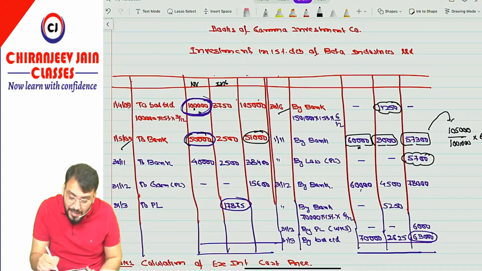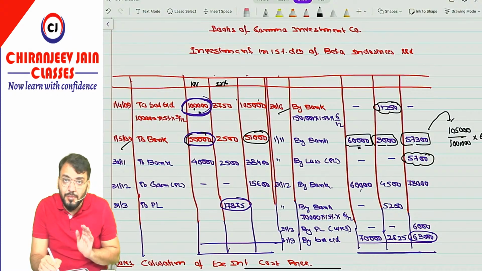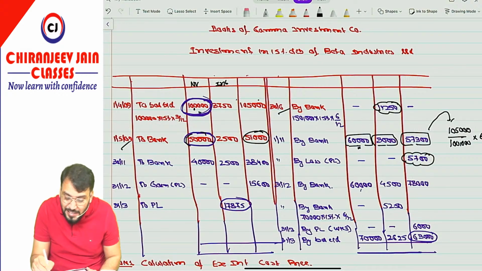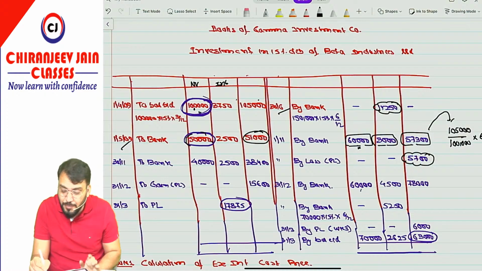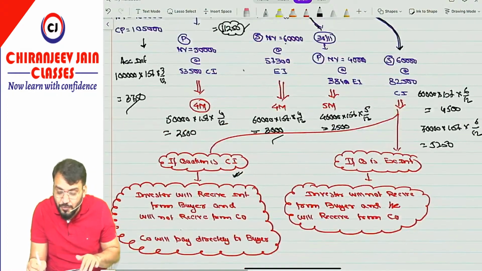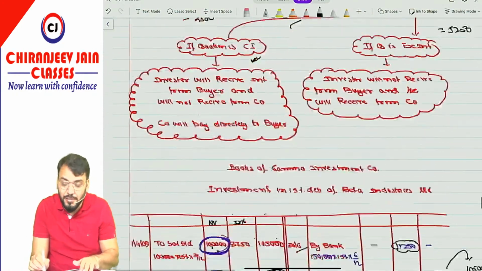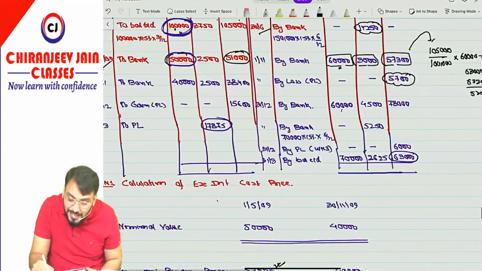Understood? Then again on 31st December, we have sold some investment. 60,000 was sold, so buy bank 60,000, and on that we receive interest for 6 months. Correct? That assumption we have taken, that is 4,500. You can see 4,500 we have already calculated. Now we need to once again find out ex-interest sale price.